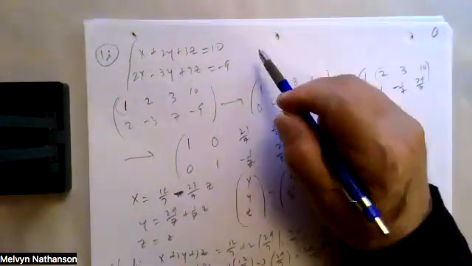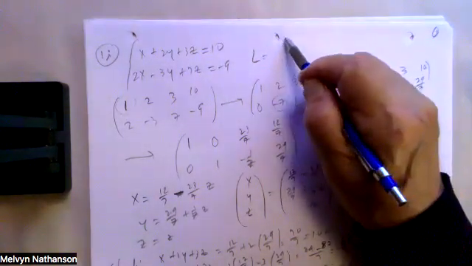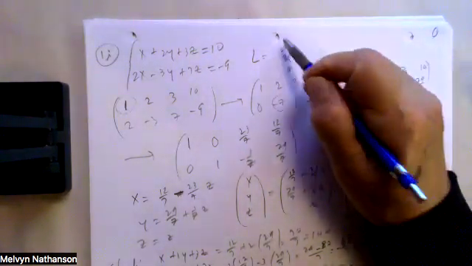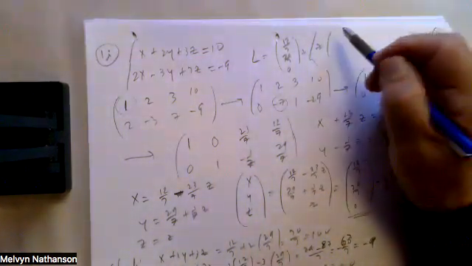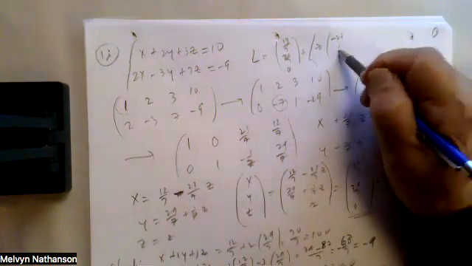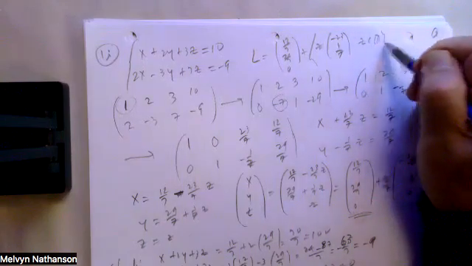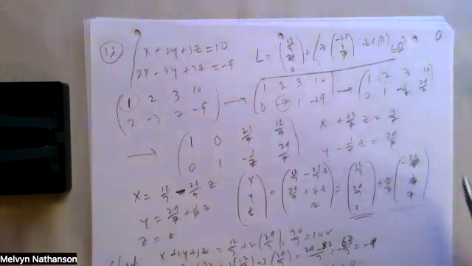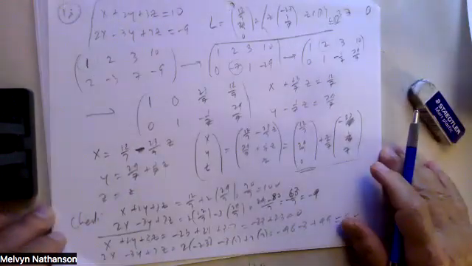And if I wanted to write it as an affine subspace, it would be the vector 12 over 7, 29 over 7, 0 plus the set of all scalar multiples of minus 23, 1, 7, for any z. So this is the affine subspace. This is the subspace of R3, the solution to the system.